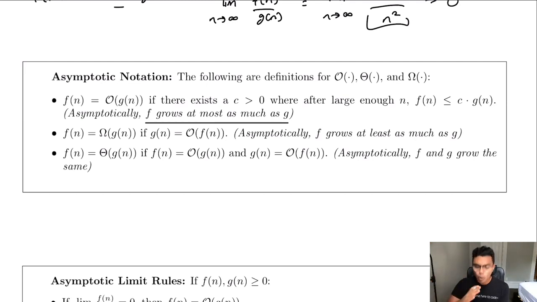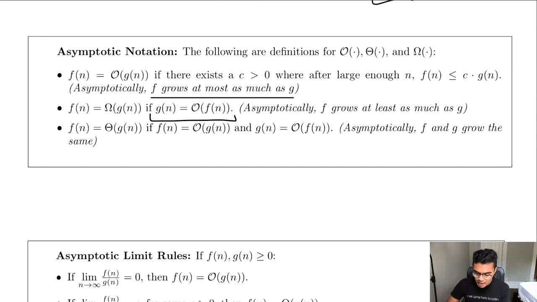When you want to set the lower limit, you're essentially just flipping the two. If g of n is equal to big O of f of n, then you could state that f of n is equal to omega of g of n, where you're saying that f grows at least as much as g. And last but not least, you have theta. When I say f of n is equal to theta of g of n, I'm saying that if the upper bound and lower bound both match, then asymptotically they're growing at the same rate.